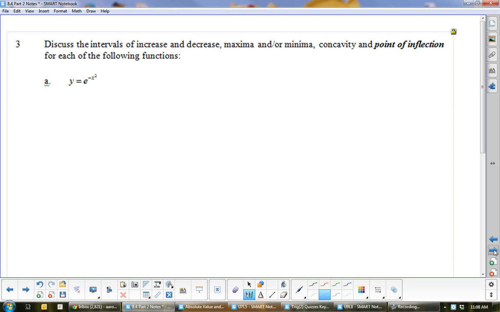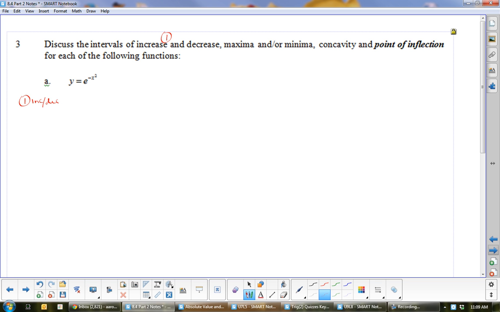Okay. Intervals of increase, decrease, max and min, concavity, and point of inflection for each of the following. First one, let's do intervals of increase and decrease. Well, how are we going to know that? By doing our first derivative. So let's do number 1, increase, decrease.